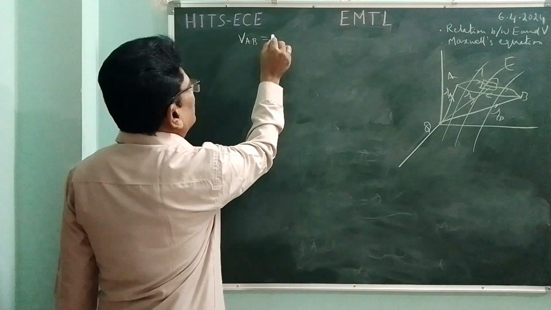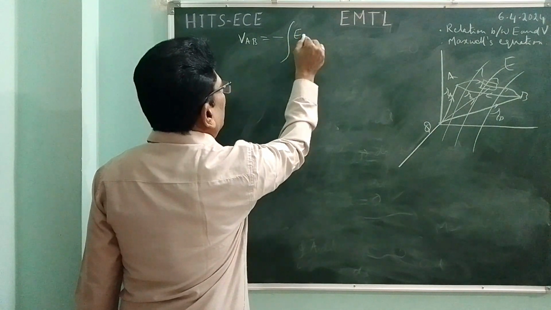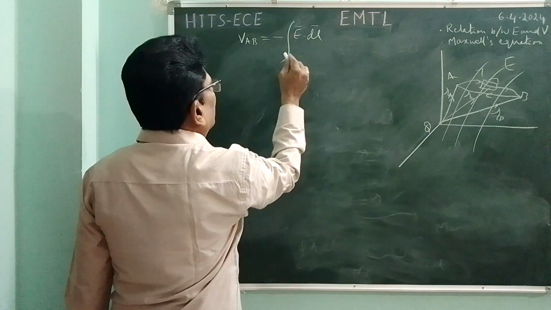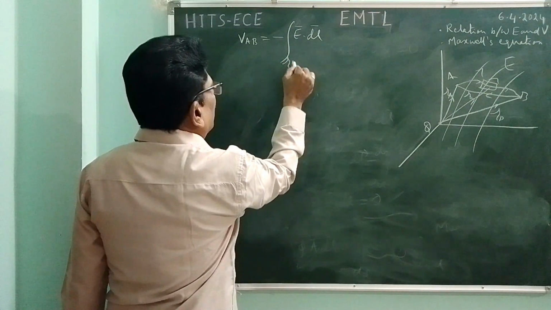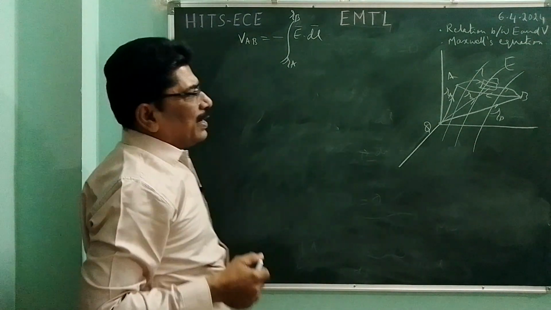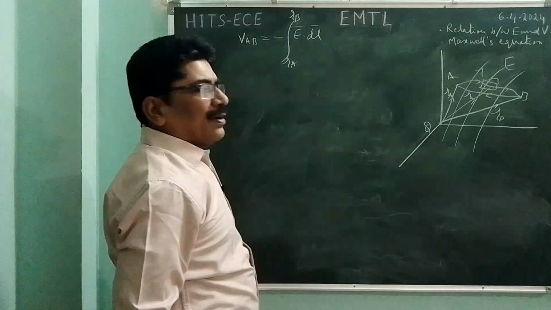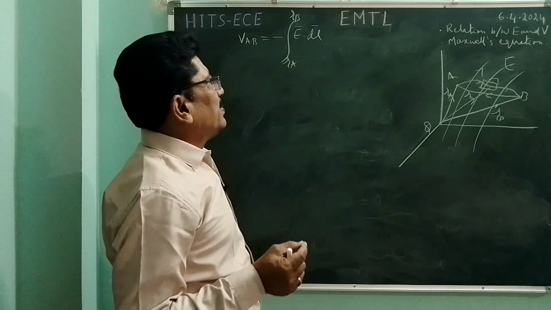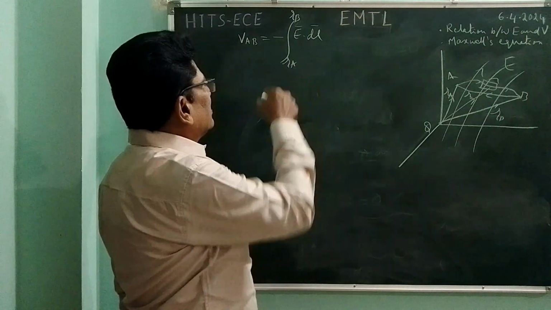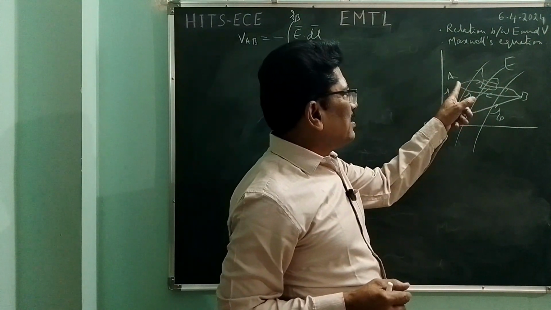VAB is equal to minus integral E dot dl, integrating from RA to RB. That is the work done in moving a unit positive charge from A to B, where E is the electric field, that is the force experienced by a unit positive charge, and dl is the small distance. If you integrate this, we will get the complete work done in moving a unit positive charge from A to B.